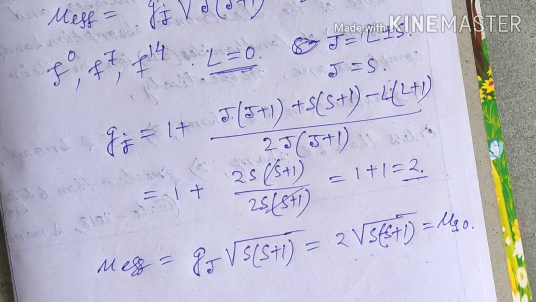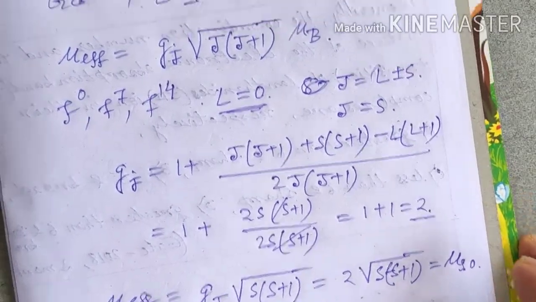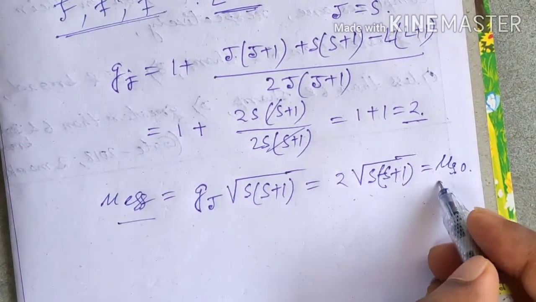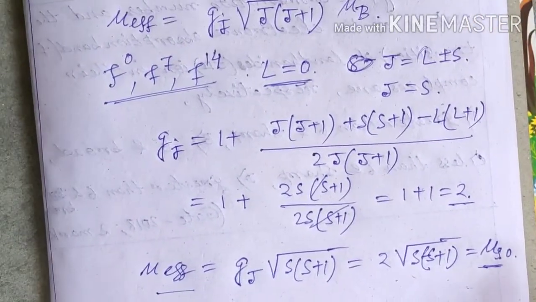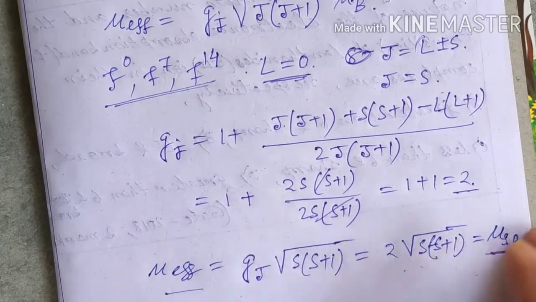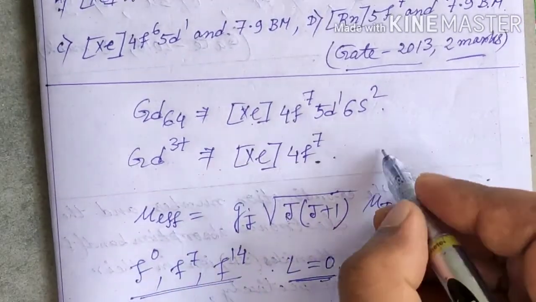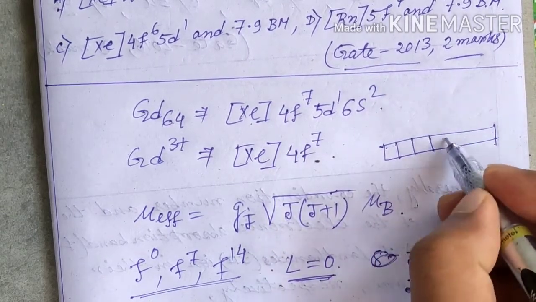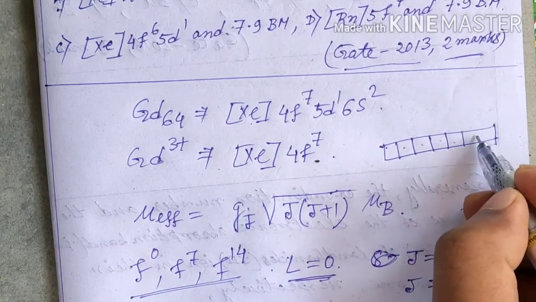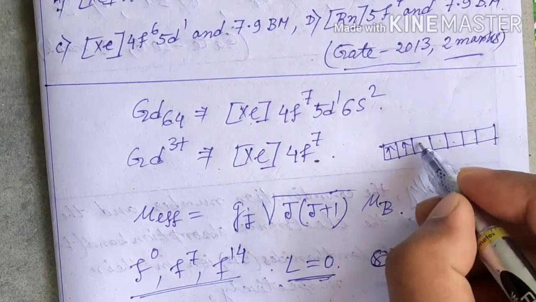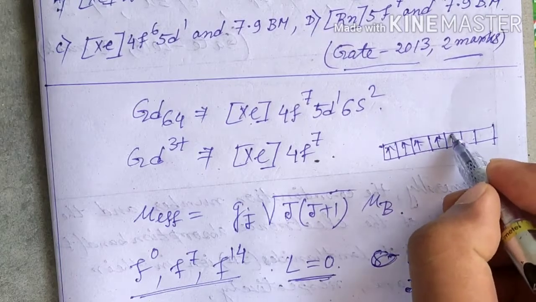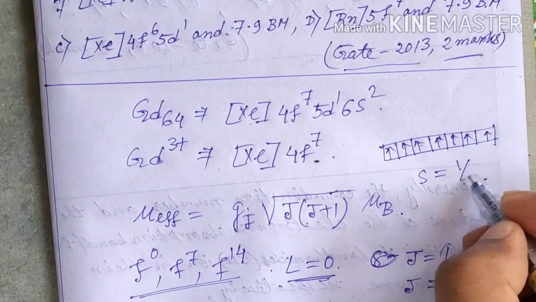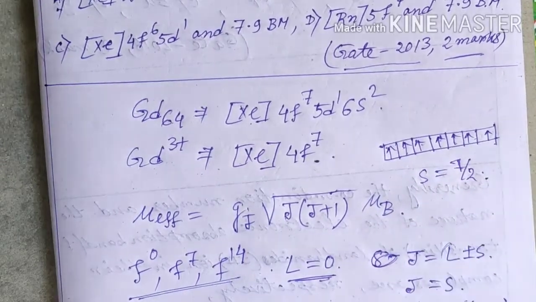As I have told in my previous video, for lanthanide elements with such electronic configuration, mu effective is equal to the mu spin only value. If we put the value for S, since it is 4f7, there are 7 unpaired electrons, so in all the f orbitals there will be 1 electron each. So the total number of unpaired electrons is equal to 7, and S equals 7 divided by 2.